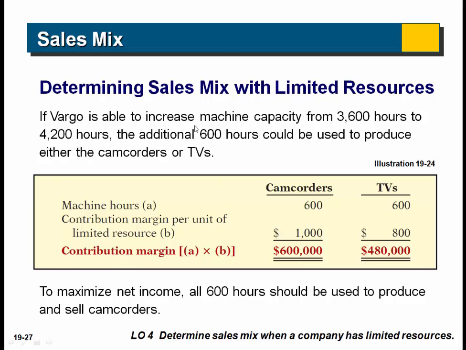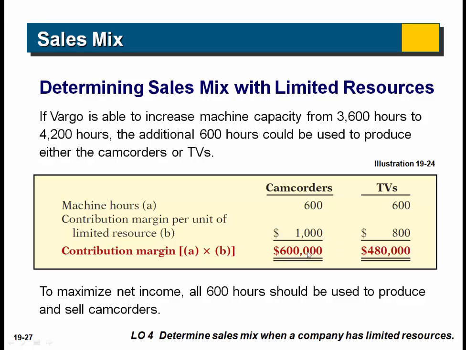So with limited resources, here's what's going to happen. If Fargo is able to increase machine capacity from 3,600 to 4,200 hours, the additional 600 hours can be used to produce either camcorders or TVs. Well, which one would you pick? Obviously, if you pick camcorders, they could make another 600,000. If they pick TVs, they're only going to make 480.